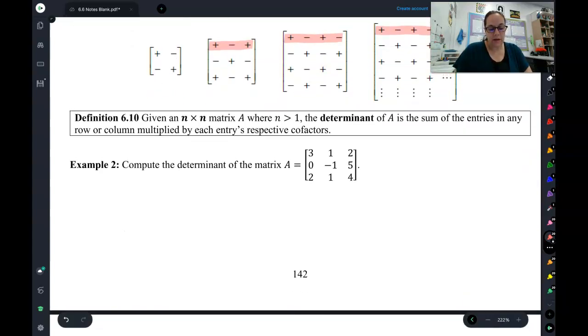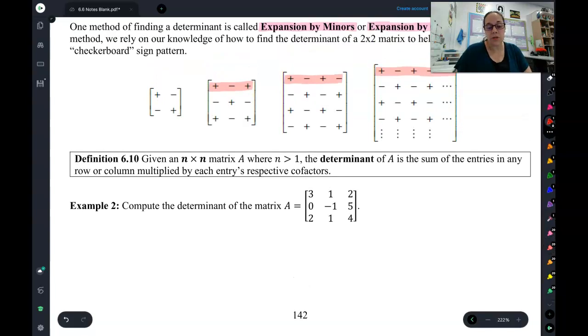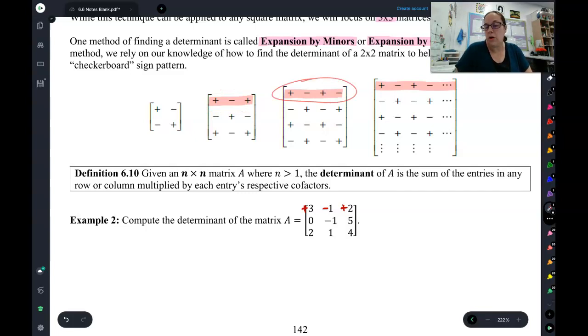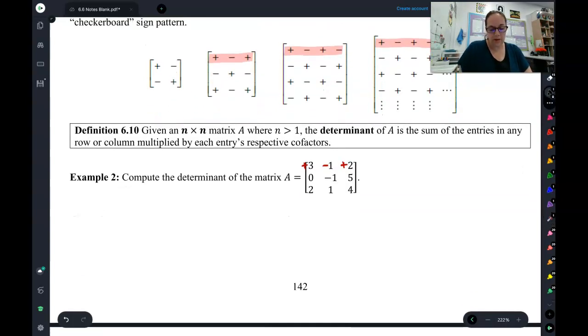Now, when we go to find a determinant of a bigger matrix, we're going to start by applying these signs to the first row of whatever matrix we're working with, no matter how big it is. So in example 2, I've got a 3 by 3. So I'm going to apply these signs, positive, negative, positive. That's my first row of signs for a 3 by 3. But if it was a 4 by 4, apply that row. If it was bigger, apply that row. So the first step, step 1, is to apply signs.